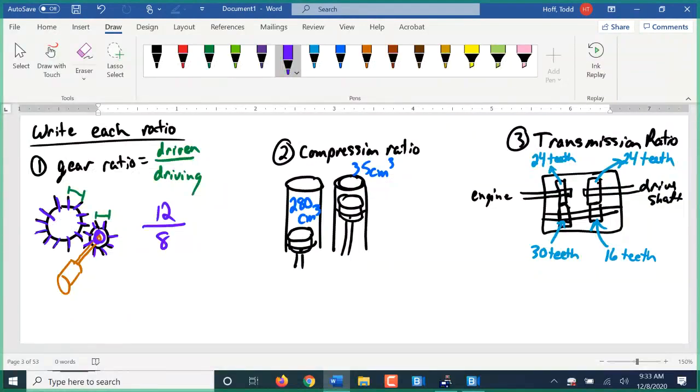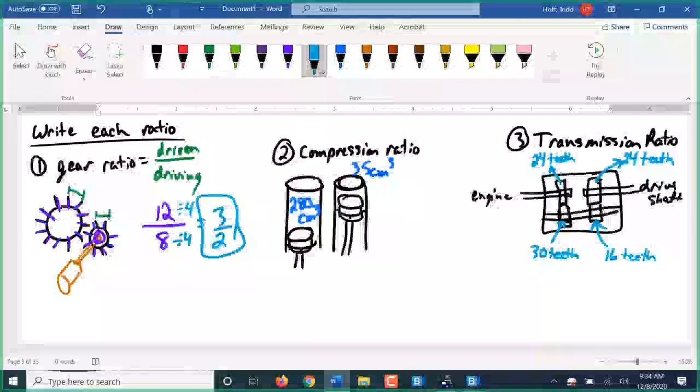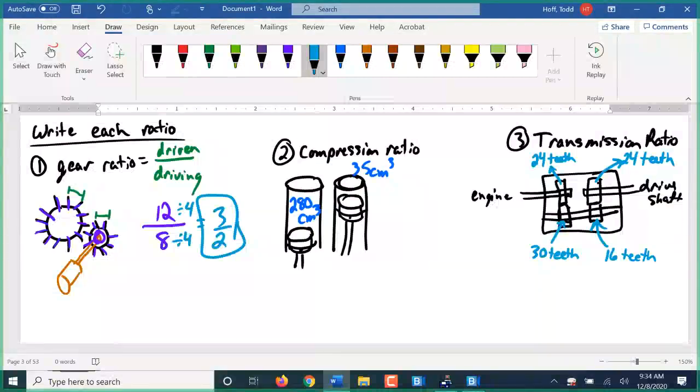Now we can reduce this. Now remember, we do not want to turn this into a mixed number. We want to leave it as a fraction, even though it's improper. But we can still reduce. We can divide both 12 and 8 by 4. So that is a 3-to-2 gear ratio. That describes not only the ratio of the teeth, but also the ratio of RPMs and the ratio of the transfer torques.